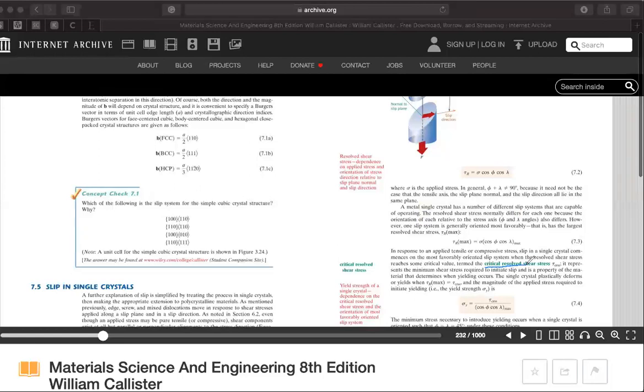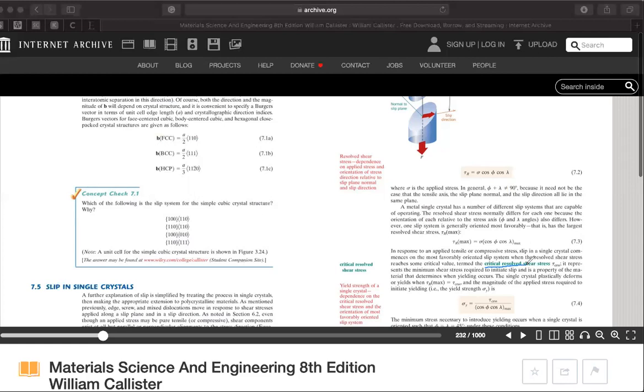What does it mean if I am able to activate a certain slip system? That means I am able to move the dislocations on that plane. What does it mean if I move dislocation? It implies that if the dislocation moved on that plane, I am initiating the plastic deformation.